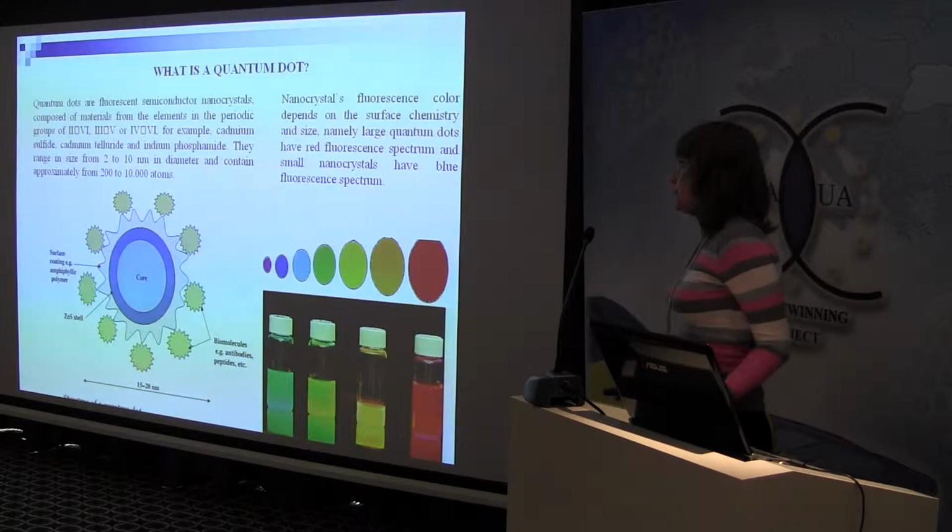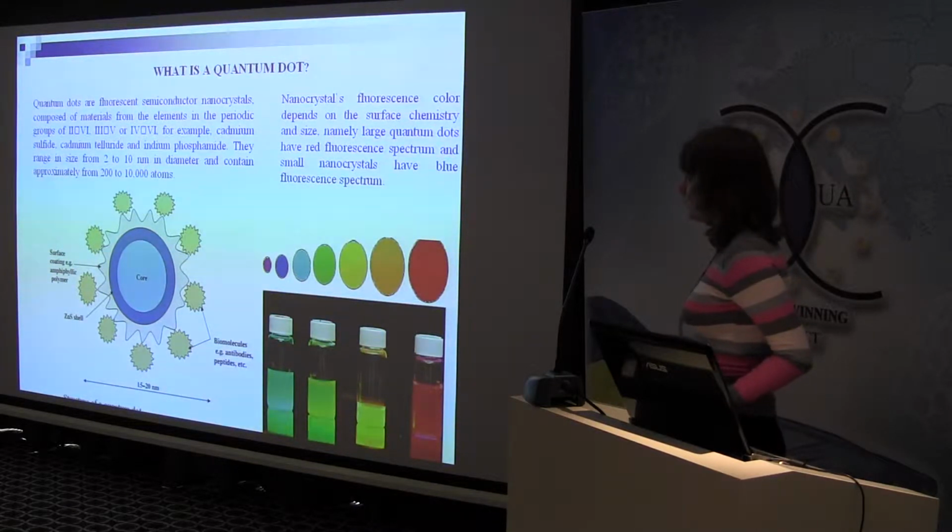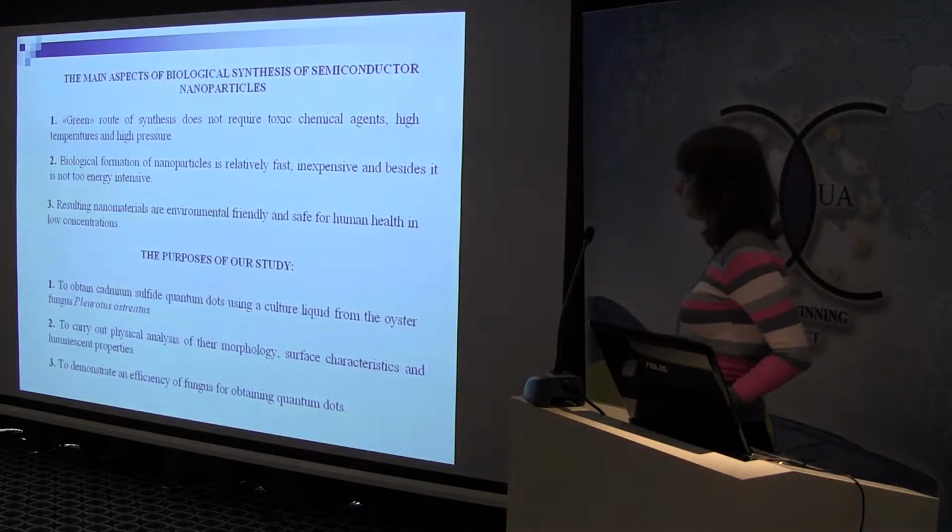Besides, it is interesting that semiconductor nanocrystals have interesting optical properties. Here you can see that nanocrystals' fluorescence color depends on their surface chemistry and size. Namely, large quantum dots have a red fluorescence spectrum and relatively small quantum dots have a blue fluorescence spectrum, respectively.